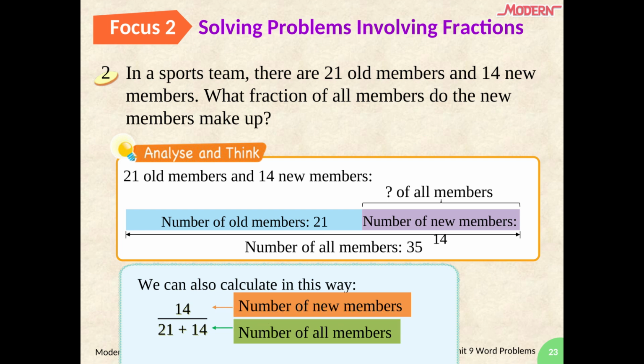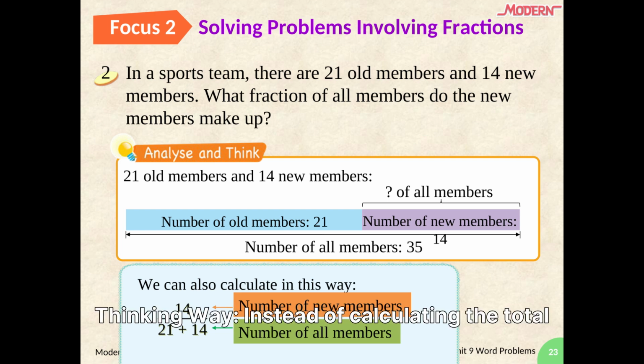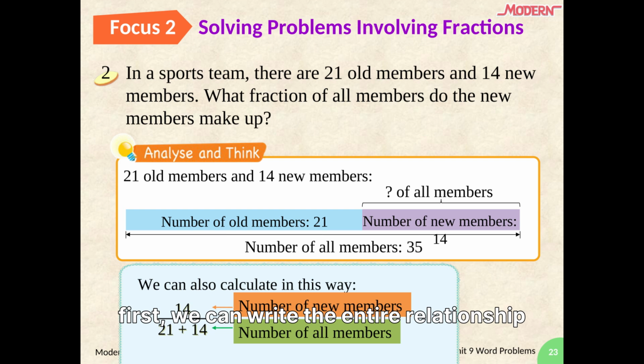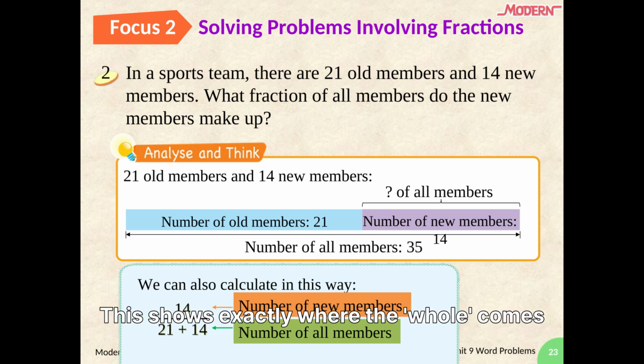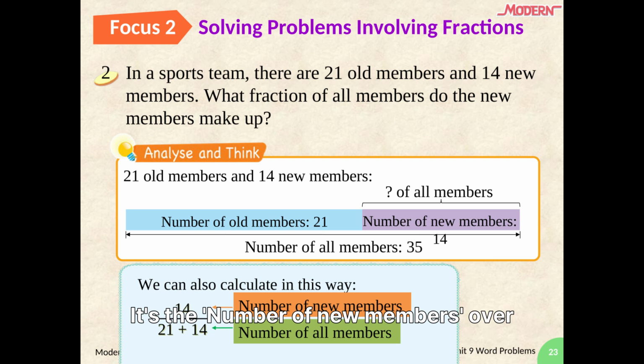Let's look closely. Thinking way. Instead of calculating the total first, we can write the entire relationship as one big fraction. 14 over the sum of 21 and 14. The denominator becomes 21 plus 14. This shows exactly where the whole comes from. It's the number of new members over the number of all members.